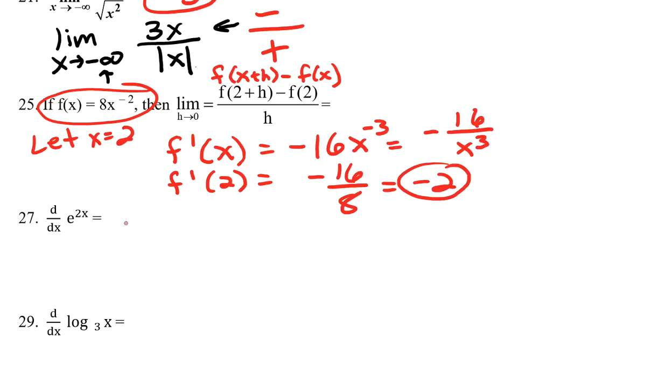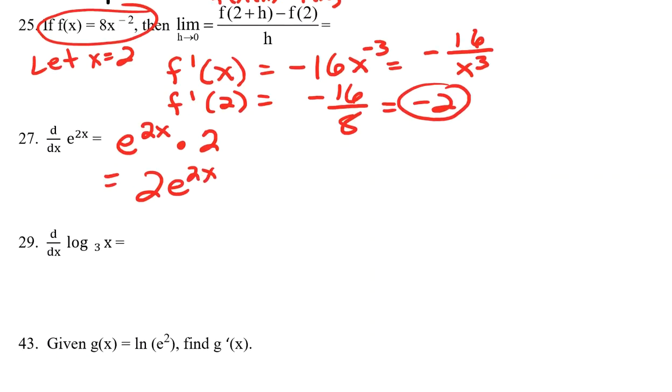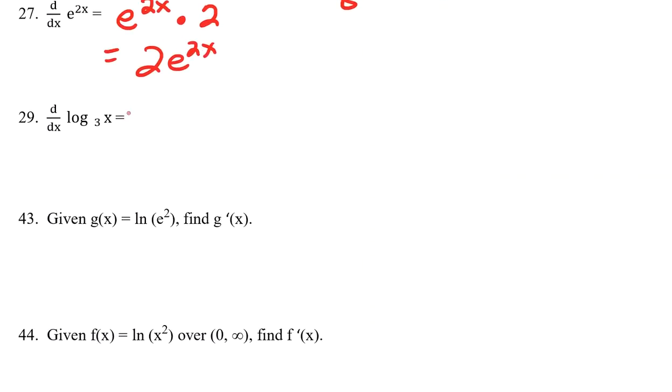In 27, the derivative of e to a glob is not e to the glob, it is e to the glob with a chain rule on the glob. So make sure you never forget a chain rule. 29 is a pretty basic formula. Got to memorize those formulas. The derivative of log of x is 1 over x times the natural log of the base. There would still be a chain rule, by the way, but our derivative of x is just 1, so we don't need a chain rule here.